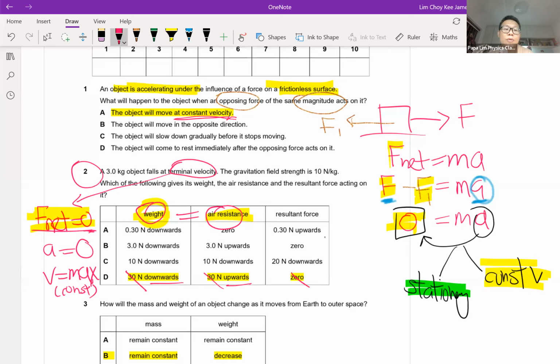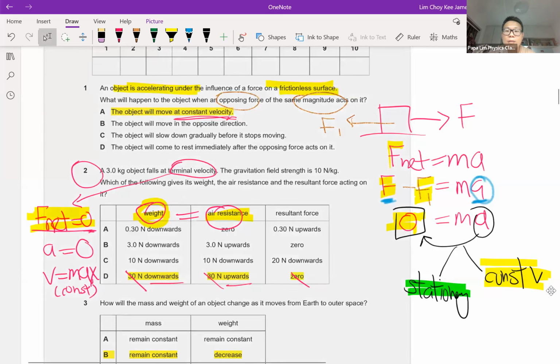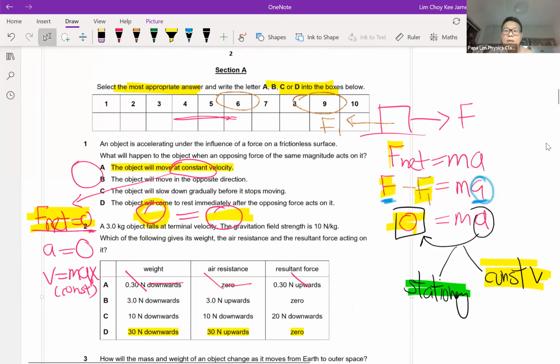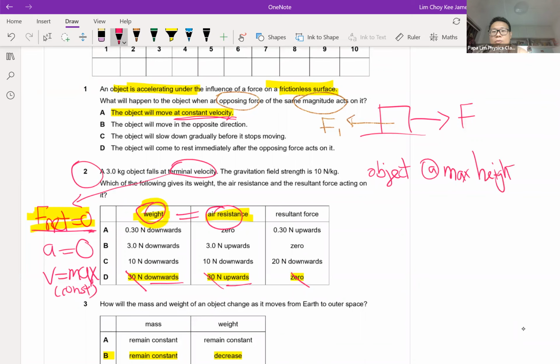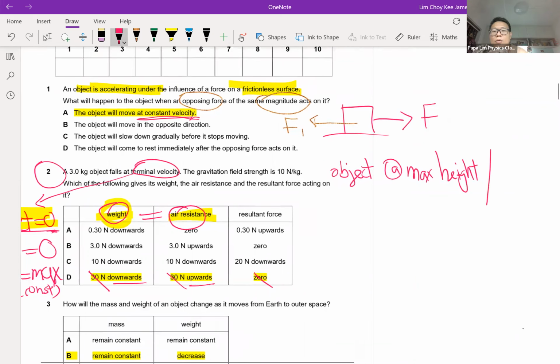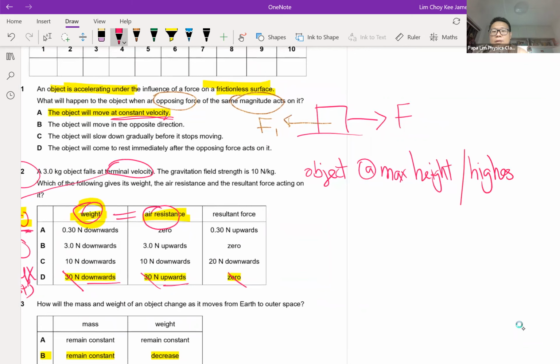Now, another variation we are looking at, other than terminal velocity, is that the question can be asking you to describe the motion of the object at maximum height, or what we call the highest maximum height. For example, when you throw a ball up in the air, describe the motion or describe the forces at the highest location.